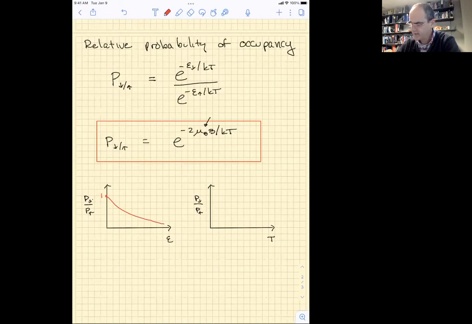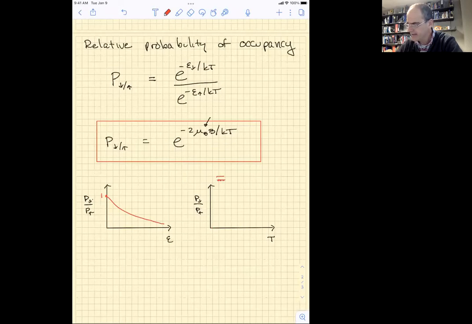So at high temperature, both states will be occupied with equal probability. If the energy difference is very small, then both states will be occupied with equal probability. But if the energy difference is very large, then only the lower state will be predominantly occupied. We could also imagine what happens if we change the temperature. If we're at a very low temperature, then only the lower energy state will be appreciably occupied.